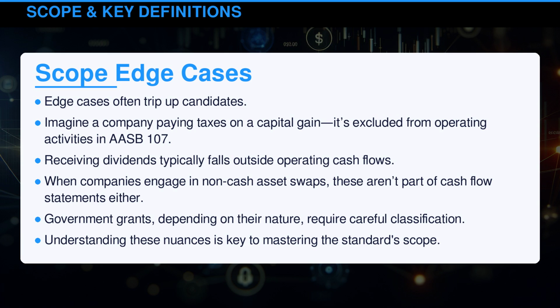Edge cases often trip up candidates. Imagine a company paying taxes on a capital gain. It's excluded from operating activities in AASB 107. Receiving dividends typically falls outside operating cash flows. When companies engage in non-cash asset swaps, these aren't part of cash flow statements either. Government grants, depending on their nature, require careful classification. Understanding these nuances is key to mastering the standard scope.